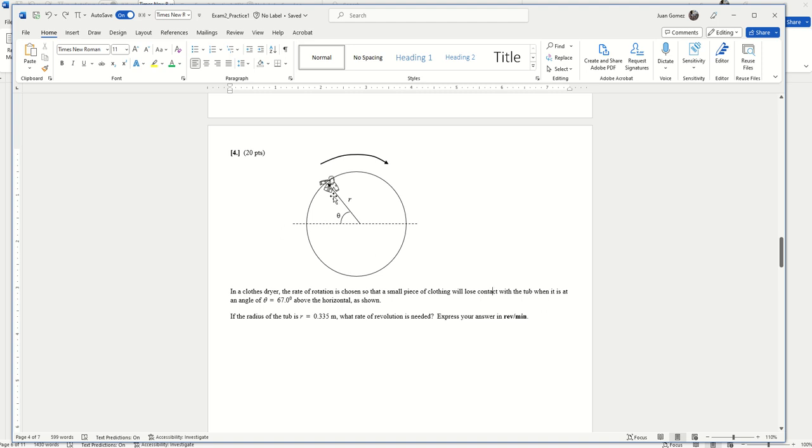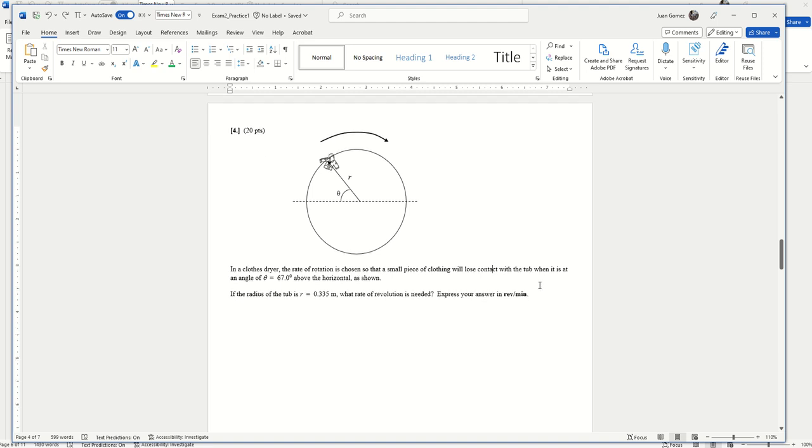Well, what's going on is the piece of clothing is undergoing UCM. It's spinning in this dryer tub. But every time it gets to this location at an angle theta above the horizontal, it falls to the bottom of the tub, but then it undergoes UCM again. So let's draw all the forces acting on the piece of clothing and then apply Newton's second law for UCM.